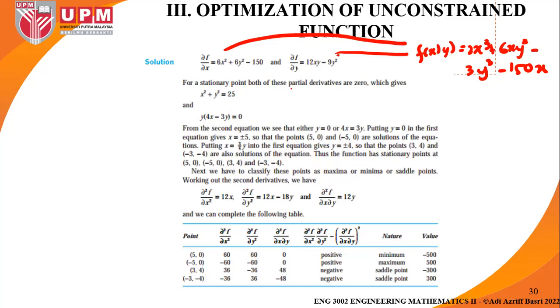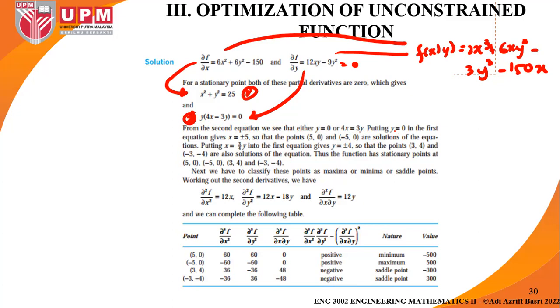For a stationary point, both of these partial derivatives are 0. So we know, as I said just now, that there is a stationary point, so the differentiation with respect to x equals 0 and the differentiation with respect to y equals 0. When you set this one equal to 0, you will get something like this: x squared plus y squared equal to 25. Then you need to find your point, the main coordinate. From the second equation, we know that y equals 0, and 4x minus 3y is equal to 0. When we simplify, it becomes 4x equal to 3y.